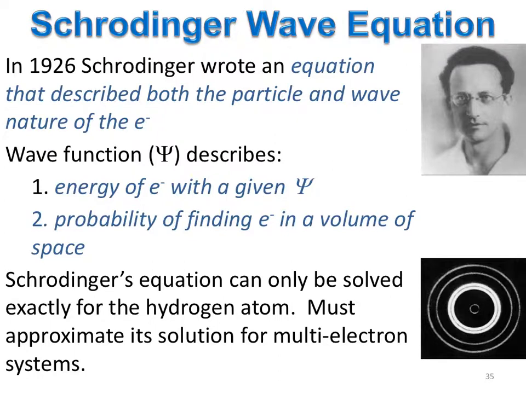With all this information, in 1926, Schrödinger wrote an equation that described both the particle and the wave nature of the electron. This gave a wave function which describes basically the energy of an electron within the wave and the probability of finding an electron within a certain volume of space. Schrödinger's equation can be solved exactly for the hydrogen atom. However, its solution is only approximate when we look at multi-electron systems such as helium, lithium.